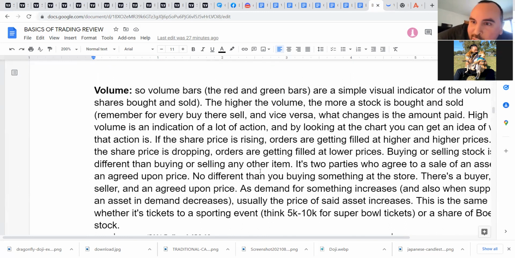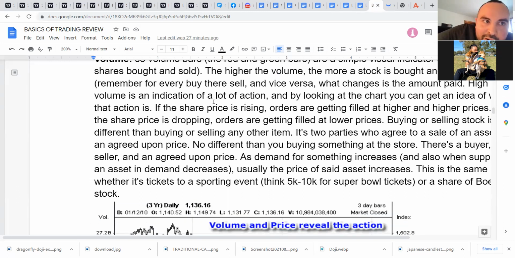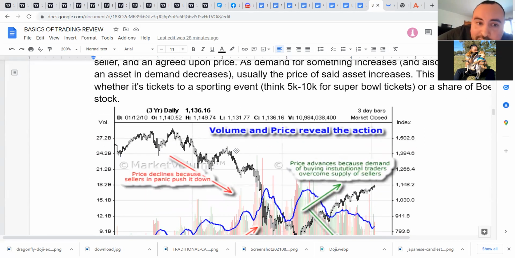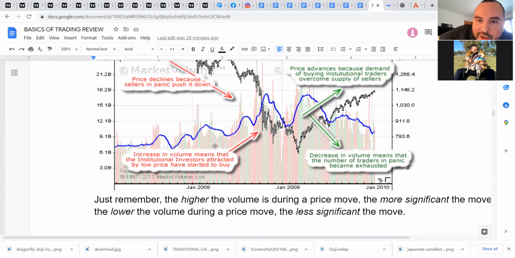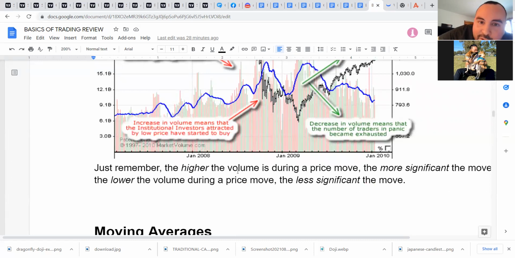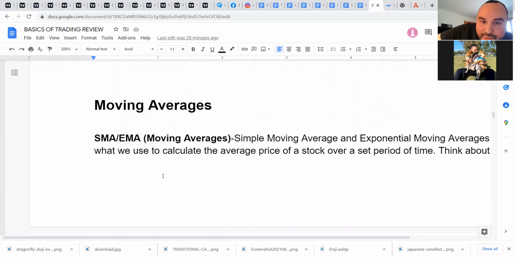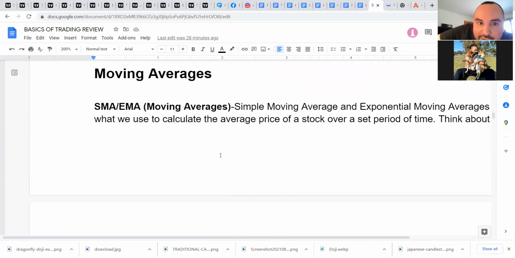I'm not going to read word for word where we went over volume. I posted this document in the chat, so you can go back and read it. We did cover this in the other classes, and this is just a review. Just remember, the higher the volume during a move, the more significant the move. The lower the volume, the less significant the move. So remember, volume is your confirmation.